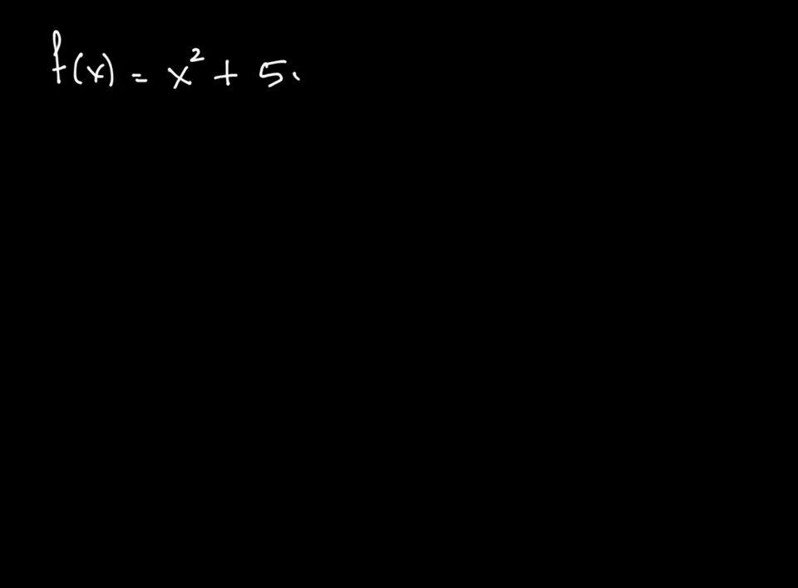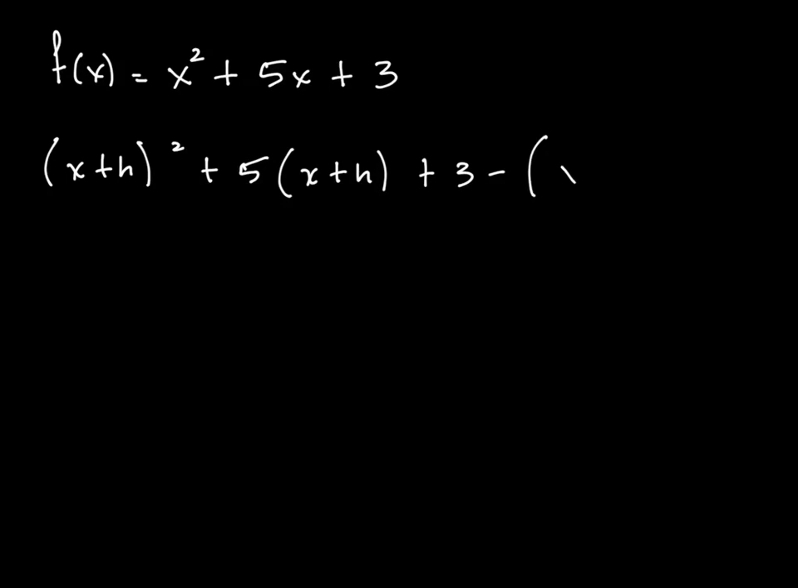Looking at the second example, we now have a quadratic equation, x squared plus 5x plus 3. We'd like to apply or find the difference quotient. So we substitute x plus h wherever there was an x. So that would be f of x plus h, and then we subtract the original function, f of x. So that's x squared plus 5x plus 3.